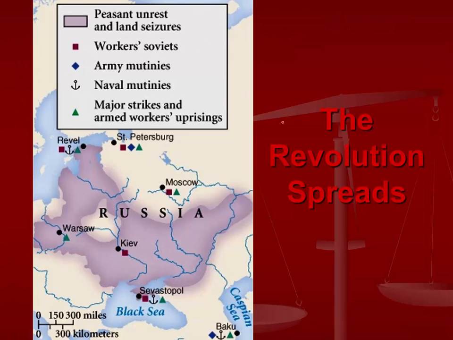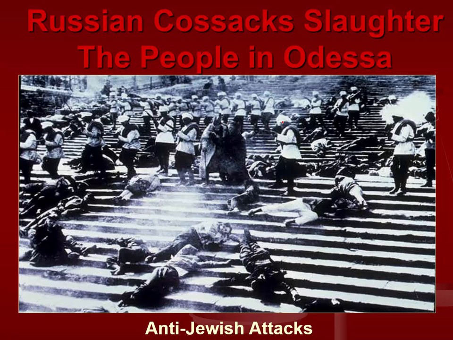So the revolution then spreads outside of St. Petersburg. Peasant and labor unrest begins to grow and becomes this much bigger revolt than the Russians could have ever anticipated. Russian Cossacks began to slaughter people in Odessa. There were anti-Jewish attacks that began as a result of this. And so the Tsar felt that he needed to do something to gain control of the country again.